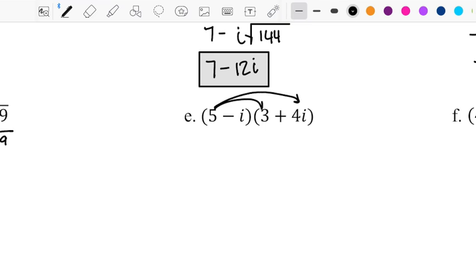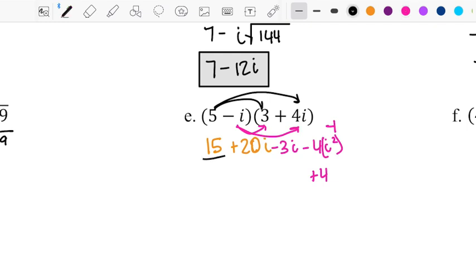Then we have this one, and we treat it just like a variable. We go ahead and distribute in. So 5 times 3 is 15. 5 times 4i is plus 20i. -i times 3 is -3i, and -i times 4i is a -4i squared. Anytime you see an i squared, you should immediately go, oh, that's a -1. So really, this is a -4 times a -1, which is just a plus 4.